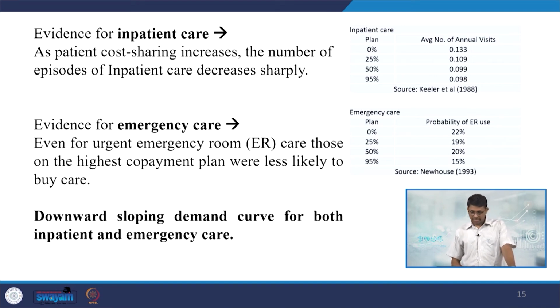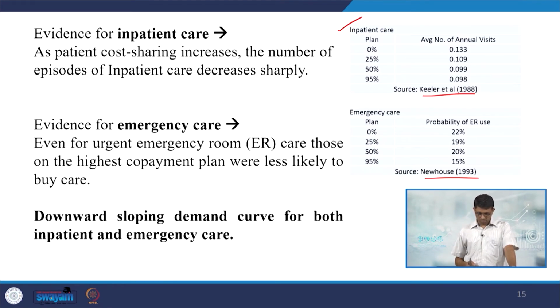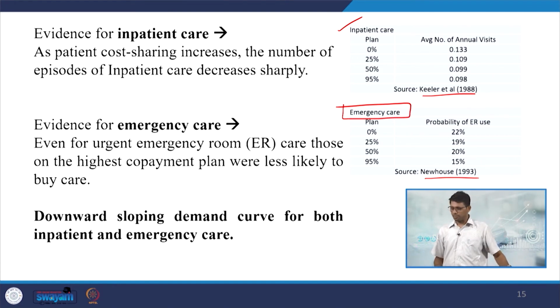Evidence of inpatient care is given in another finding by Newhouse in 1993 and in Keeler et al. They have also discussed inpatient care, whereas in the previous one we discussed outpatient care. Newhouse also discusses emergency care. So, in your research plan you have to categorize different products, and based on that you find that demand falls differently under different cost sharing cases.